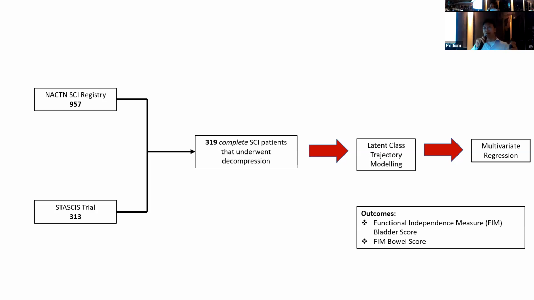treats every individual patient and their longitudinal recovery path into different trajectories, and then tries to fit almost a line of best fit for common trajectories. And then we did a regression analysis to find predictors of that trajectory. The main outcome for this was the Functional Independence Measure of the bowel and bladder score at 1 year.